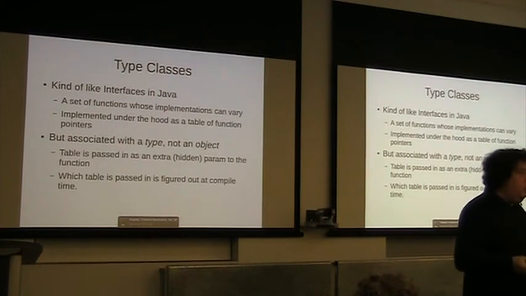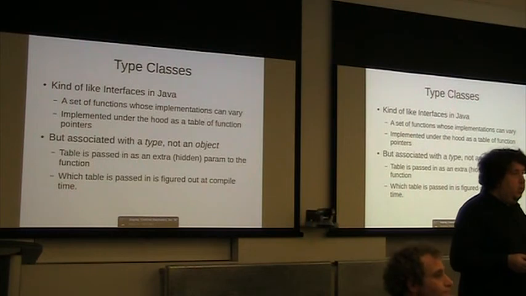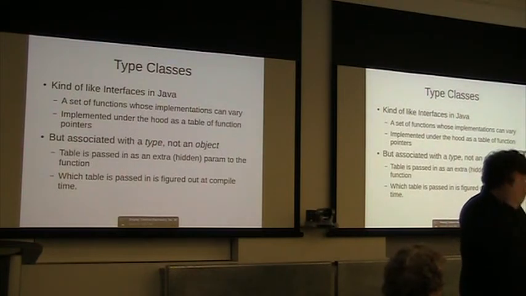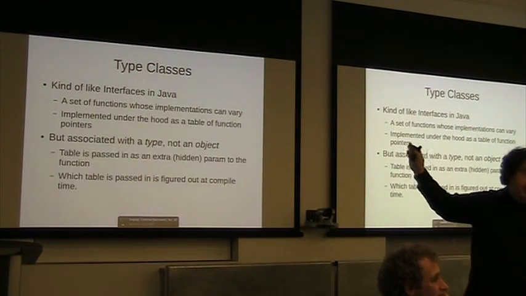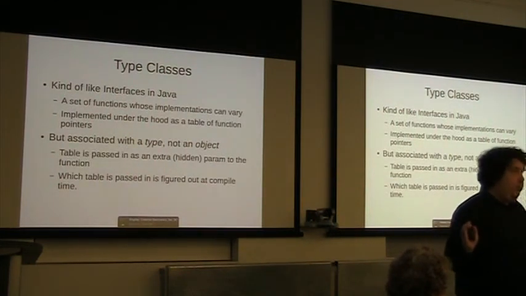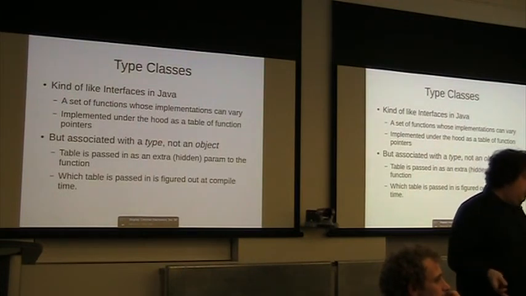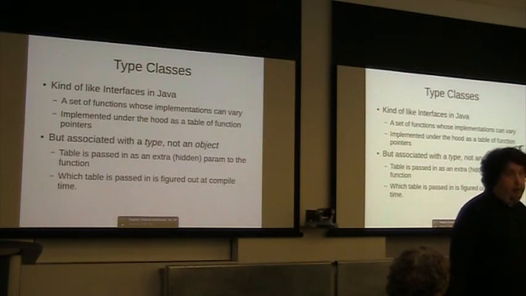I wrote something called interface passing style and this interface library, probably something very similar to that. It's not going to be identical, because Haskell uses the type to figure out which table of function pointers to pass in. It's not associated with a particular object, it's associated with a type. And the compiler decides at compile time which set of functions to pass in.